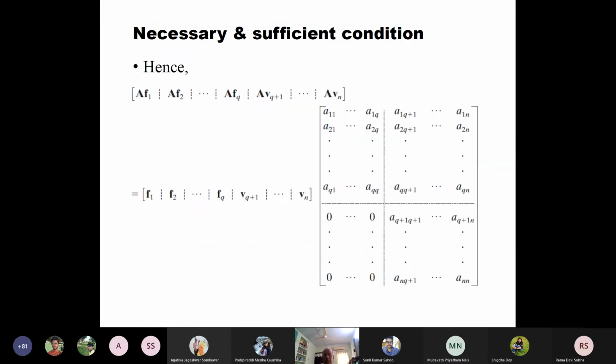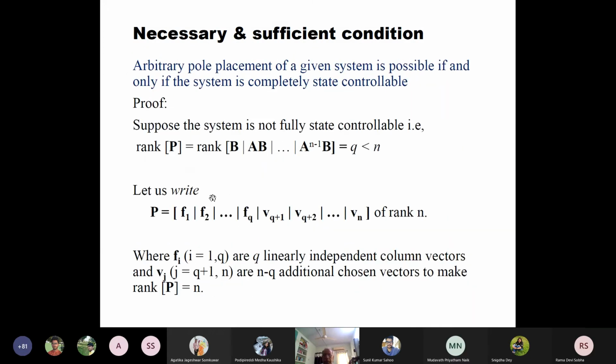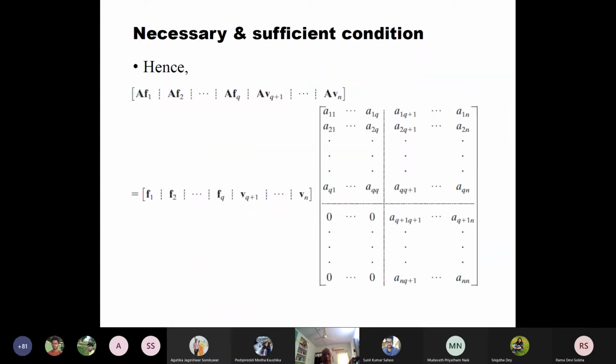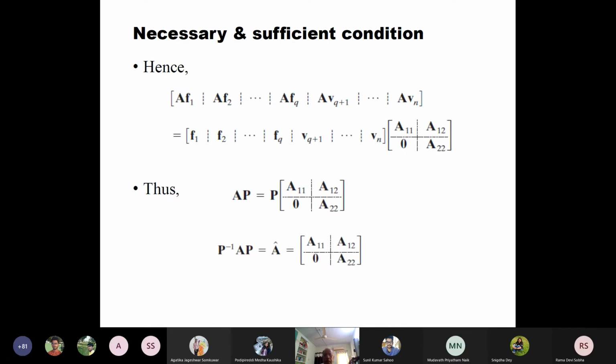That means this controllability matrix has to be of rank n for us to put the poles at any arbitrary locations. So this is basically the necessary and sufficient condition for the pole placement technique to get the controller gain, or state feedback controller gain.